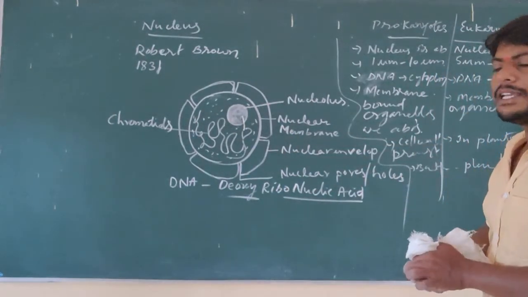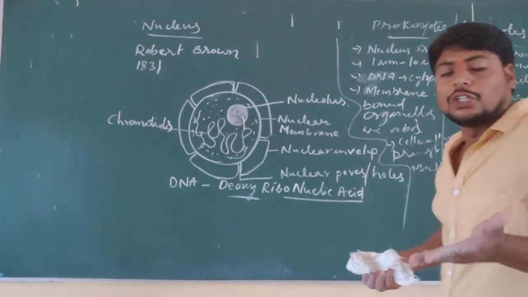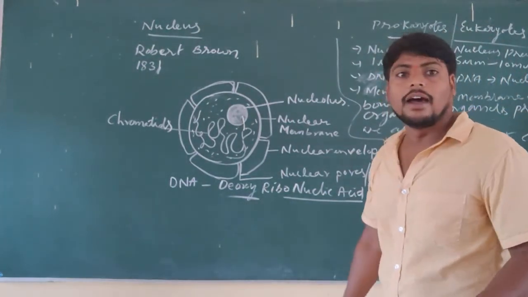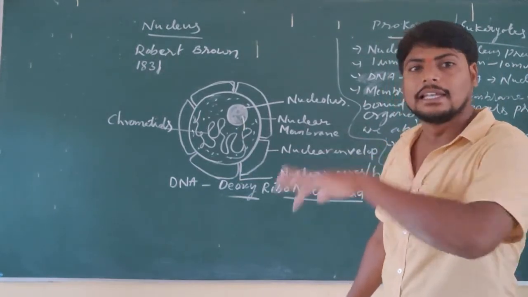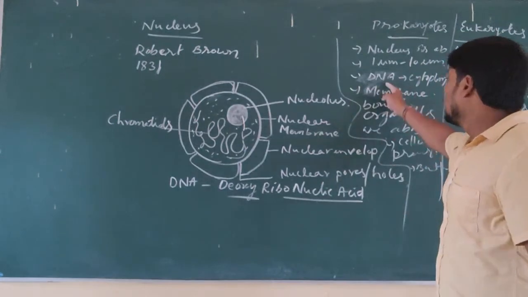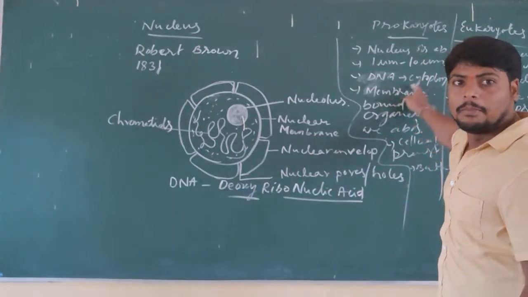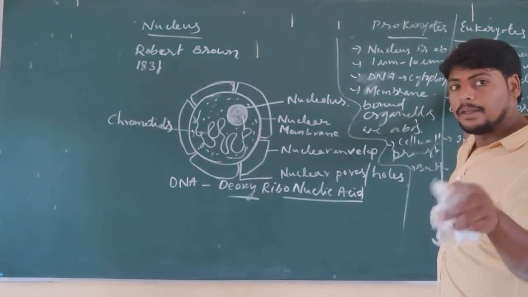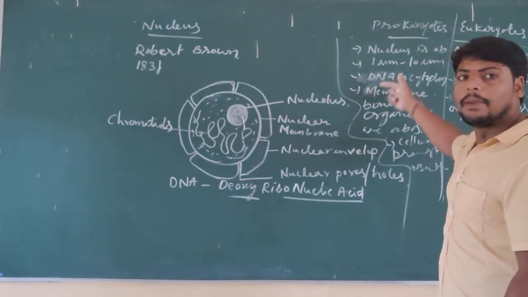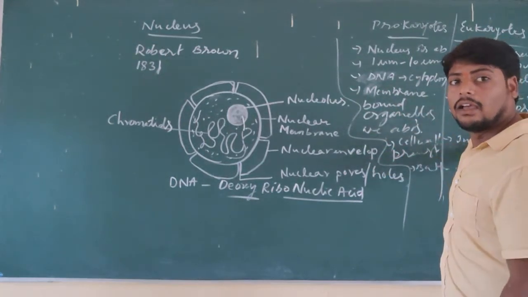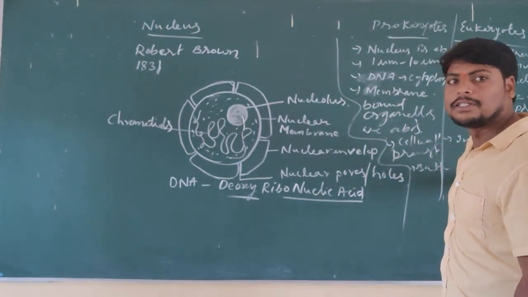What do prokaryotes mean? The organisms which do not have a nucleus are the prokaryotes. The organisms which have a nucleus are the eukaryotes. The main difference is that DNA is present in the cytoplasm in prokaryotes, but in eukaryotes, the DNA is present in the nucleus. Membrane-bound organelles are absent in prokaryotes and present in eukaryotes. The cell wall is present in prokaryotes, while in eukaryotes only plants have it.